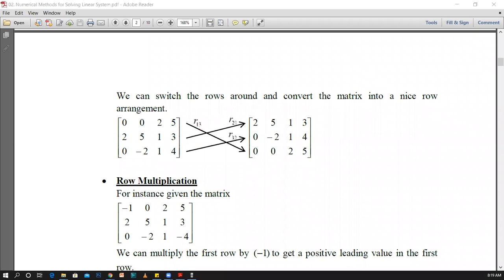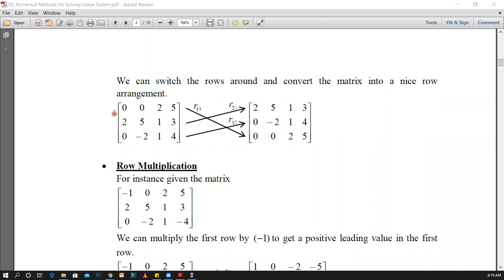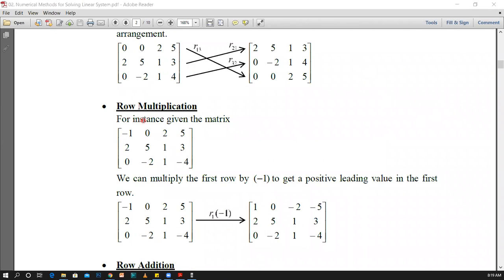And the next thing is row multiplication. When we were discussing matrices, what we mostly did was multiply matrices by a scalar, and multiply any two given matrices. But here, this is a concept where we are just dealing with a single row of a given matrix.